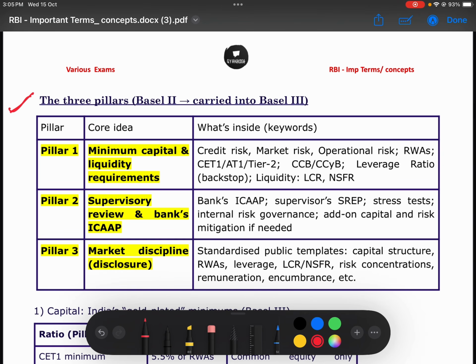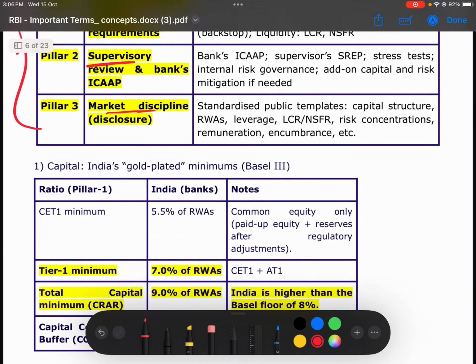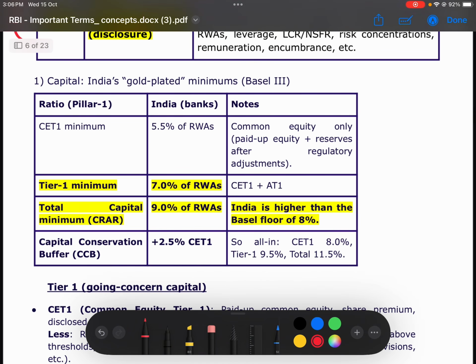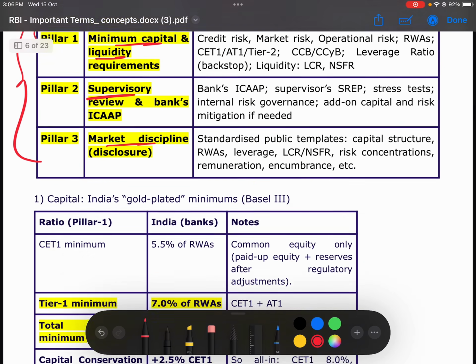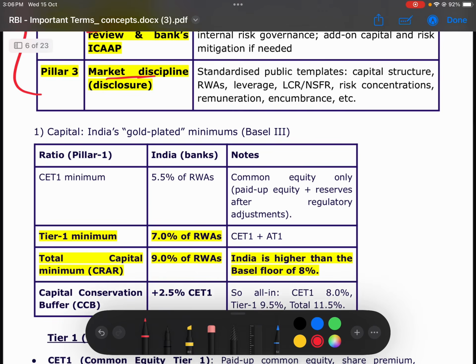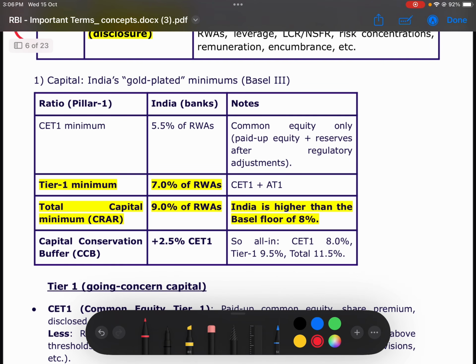What are the 3 pillars of Basel? One is minimum capital, capital is the first pillar. Second is supervisory review, and third is market discipline. So remember these 3 pillars. It is again an important thing. Like from the first pillar, that is capital adequacy. These are some things which you need to remember and understand.